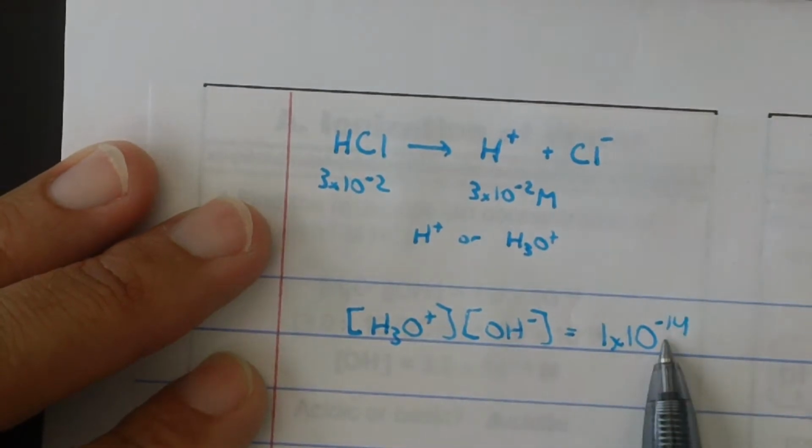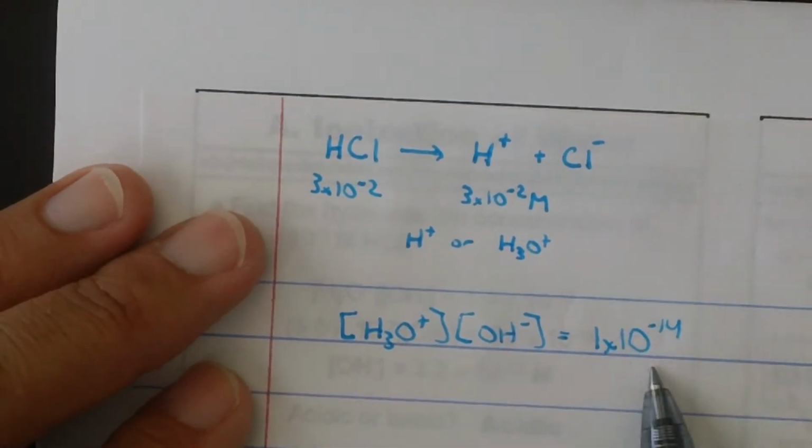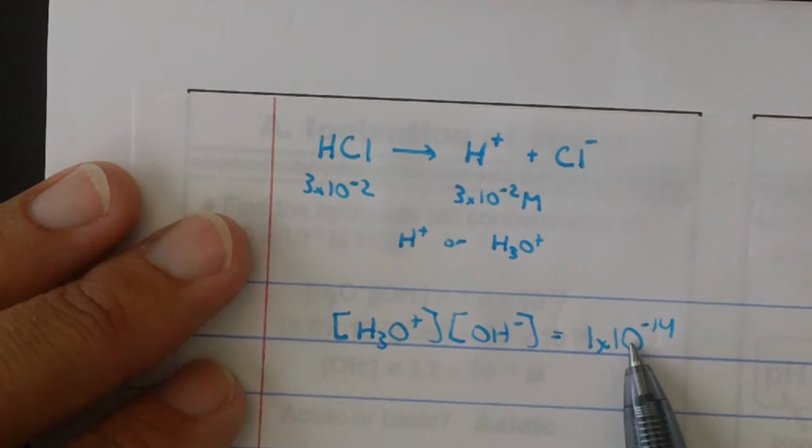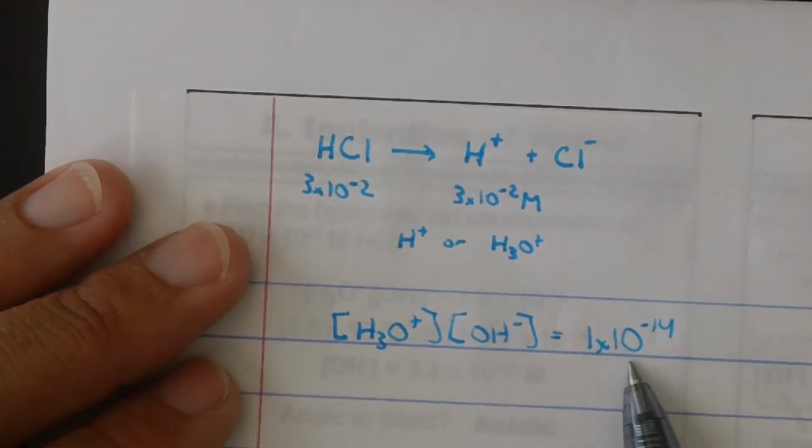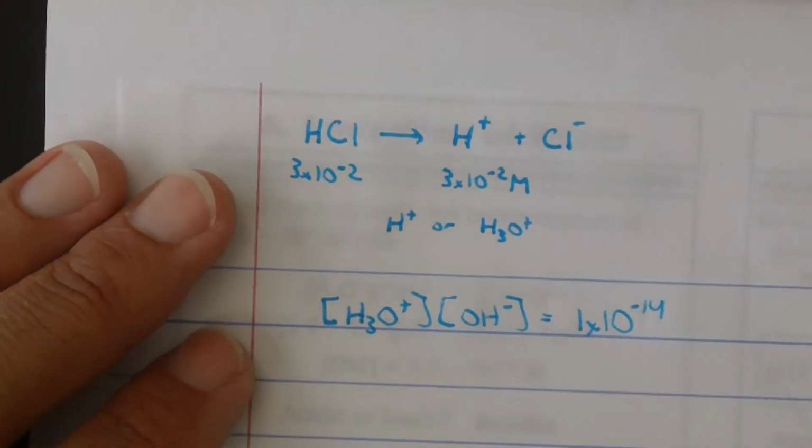I will say this number is at room temperature, so we're talking about 25 degrees Celsius. If it's not 25 degrees Celsius, that number would change. When are you going to see it not at 25 degrees Celsius? You're not, unless you take AP chemistry with me.